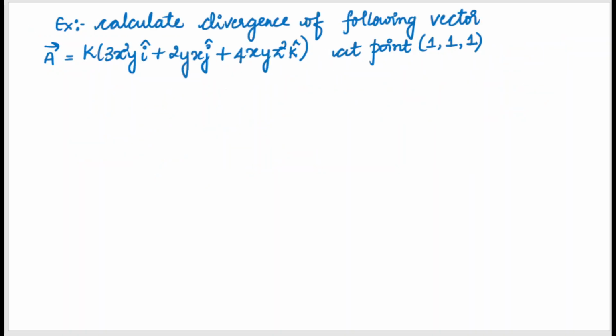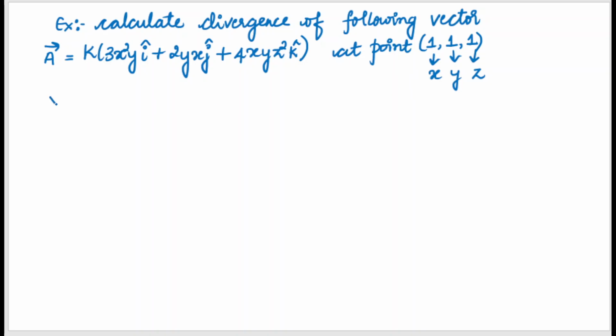Now let us solve one problem related to this divergence. They have given in the question: calculate the divergence of the following vector, a vector which is equal to k times of 3x square y i cap plus 2yx j cap plus 4xy z square k cap at the point. They have given the values of x, y, z also. After completing, we need to apply the values.